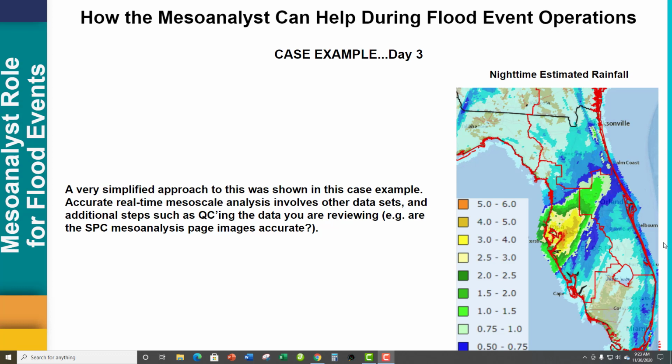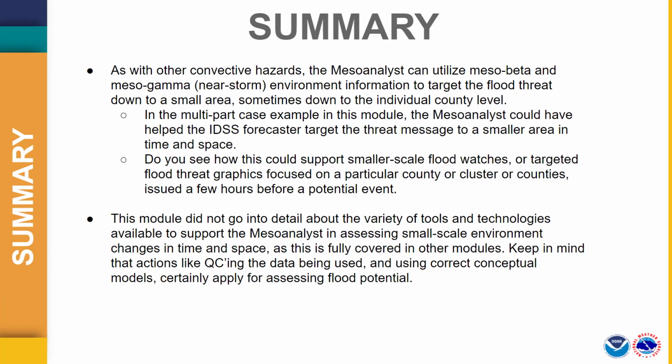Nevertheless, it is interesting to observe how we might be able to provide targeted threat messaging on smaller scale flood potential just from the data shown, assuming they're relatively accurate. So in summary, as with other convective hazards, the mesoanalyst can utilize mesobeta and mesogamma or near storm environment information to target the flood threat down to a small area, sometimes down to an individual county level. In the multi-part case example in this module, the mesoanalyst could have helped the IDSS forecaster target the threat message to a smaller area in time and space.